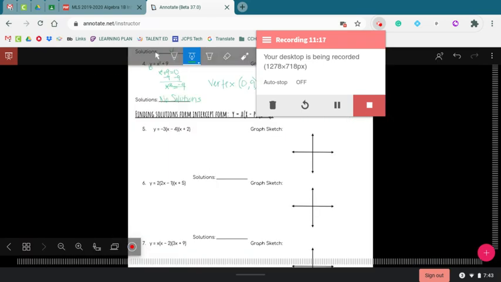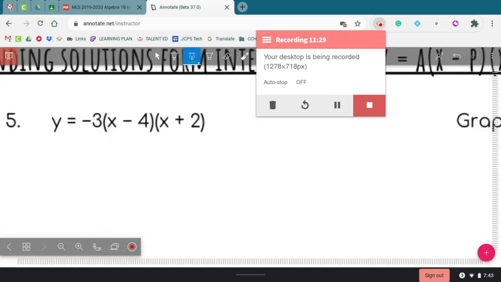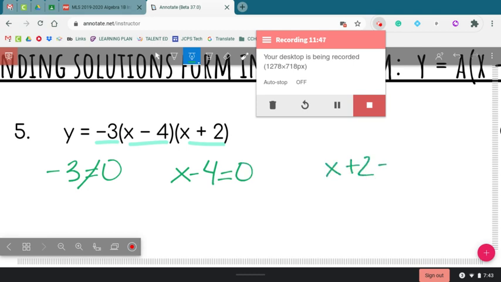Okay, down to the bottom, these 5, 6, and 7 are all what we call in factored form. So we're going to talk about next week how we can get them into this factored form. So what you're going to do to find your solutions is set each of these factors, negative 3, x minus 4, and x plus 2, equal to 0. So I'm going to have negative 3 equals 0, which is not true. I'm going to have x minus 4 equals 0, and I'm going to solve for x. And I'm going to have x plus 2 equals 0, and I'm going to solve for x.